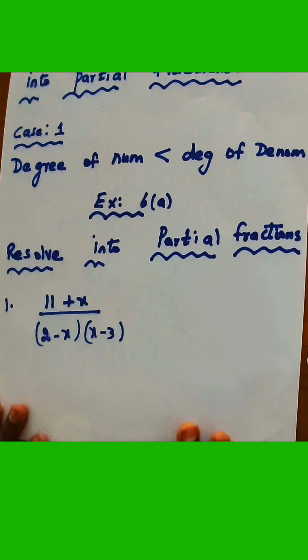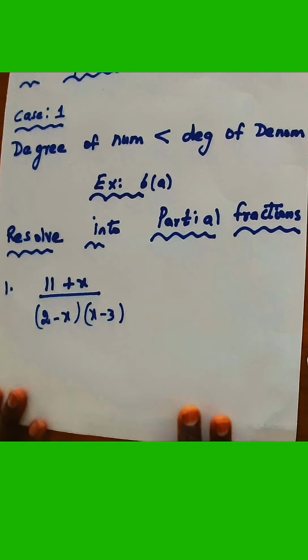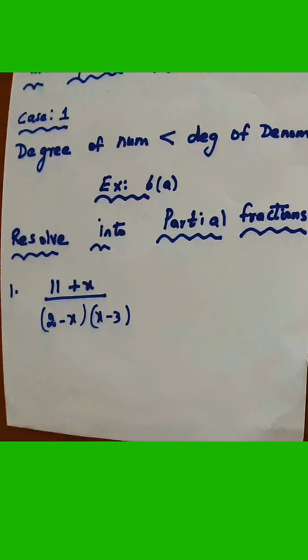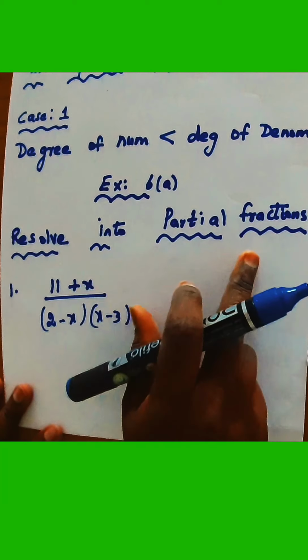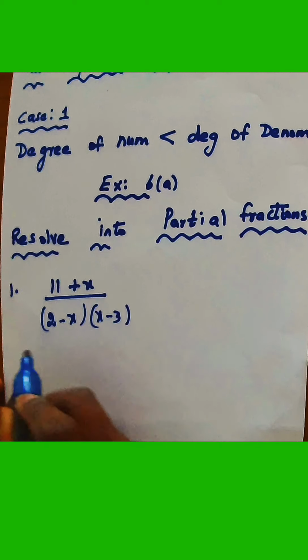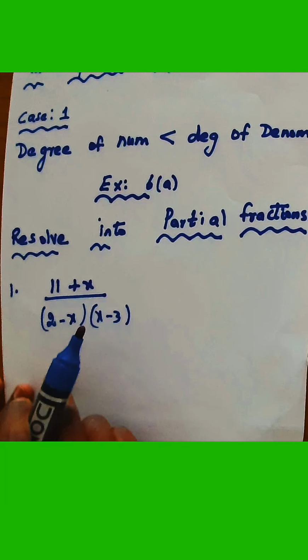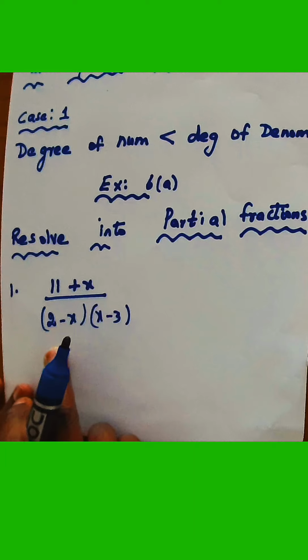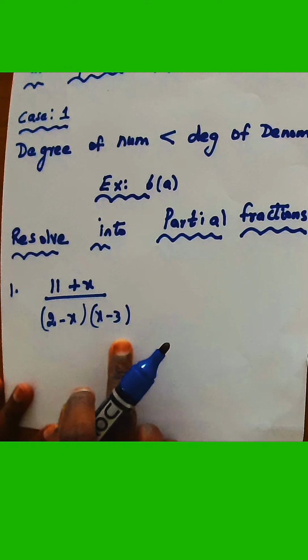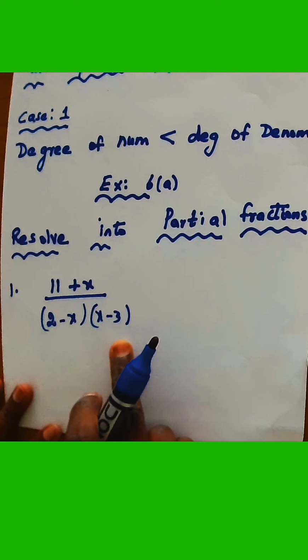We'll see how we're going to solve this problem based on your exercise. Take page number 6.4, exercise 6a. You can copy the first problem, resolve into partial fractions. The given problem is 11 plus x divided by 2 minus x times x minus 3. First you have to check what kind of fraction it is.